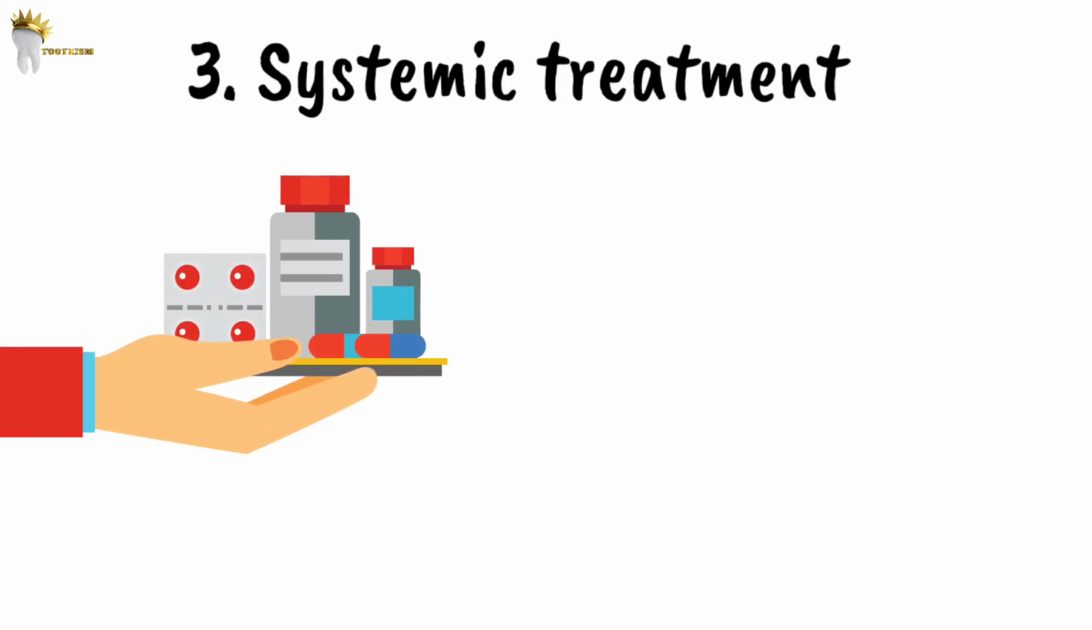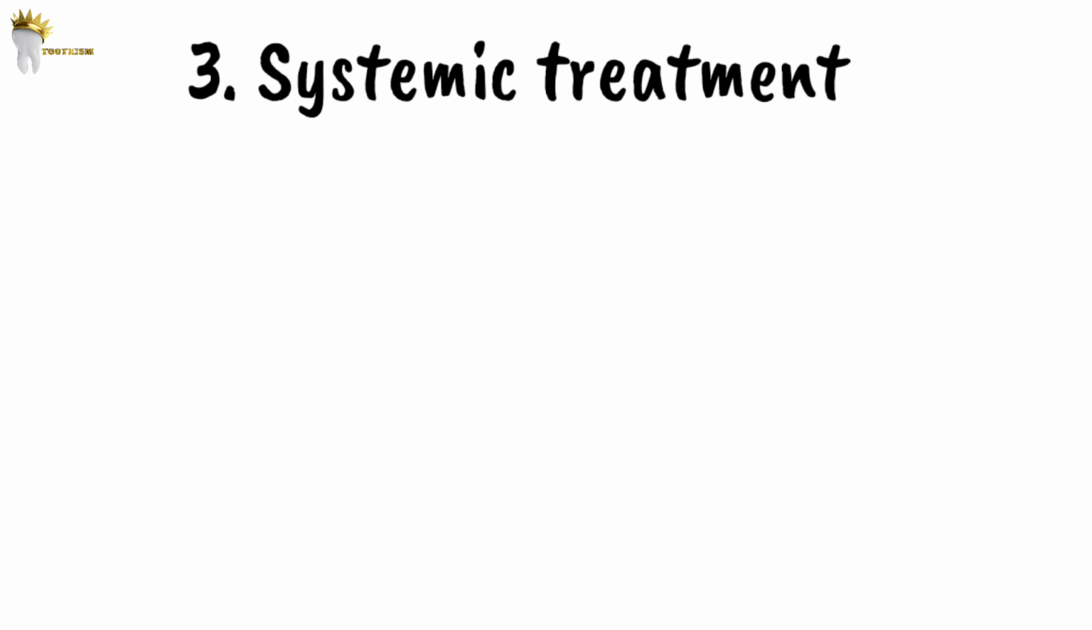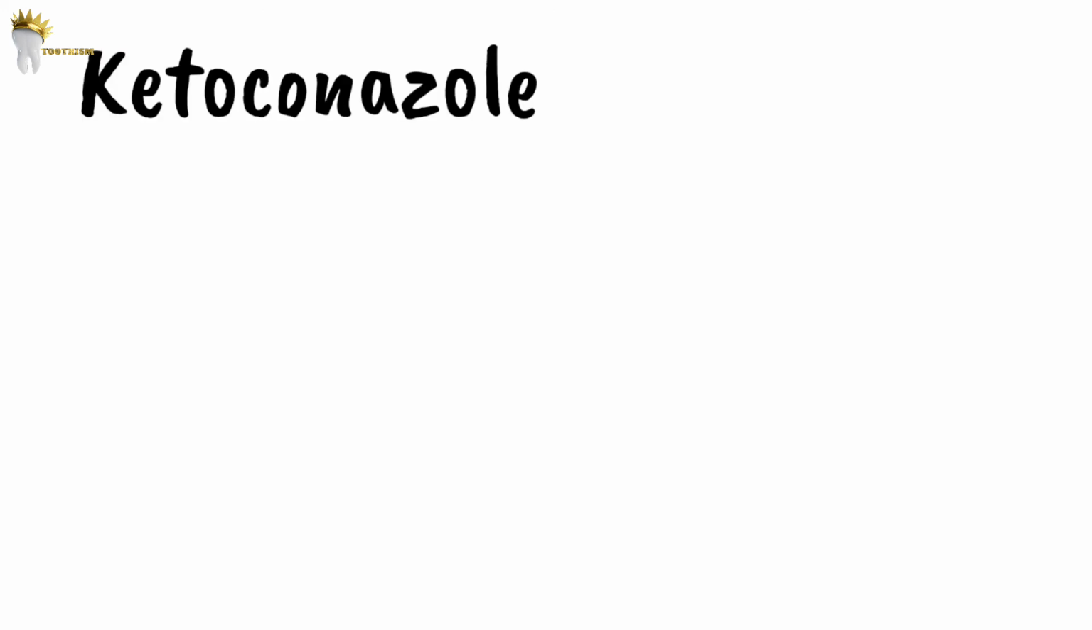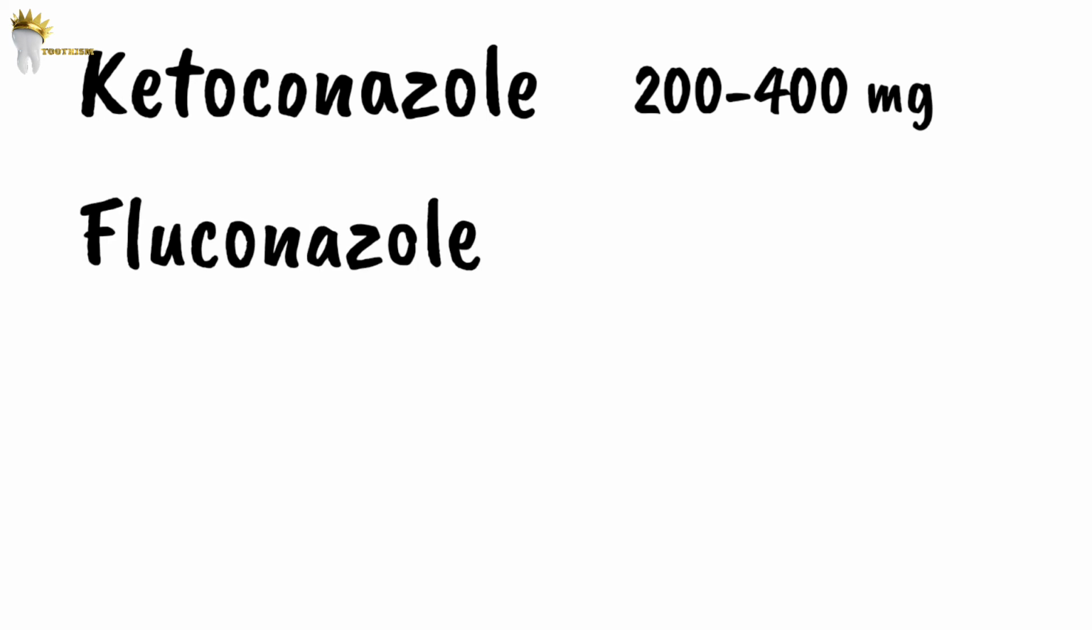Systemic treatment includes antifungal drugs which can be taken orally. That includes ketoconazole tablets. 200 to 400 milligram tablets should be taken once or twice daily with food for 2 weeks. Fluconazole is available as 50 to 100 milligram capsules and the dosage is once daily for 2 to 3 weeks.